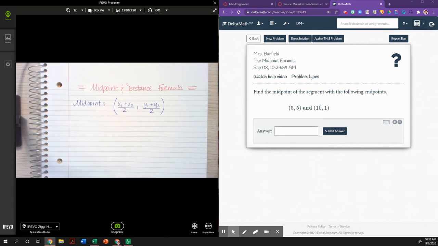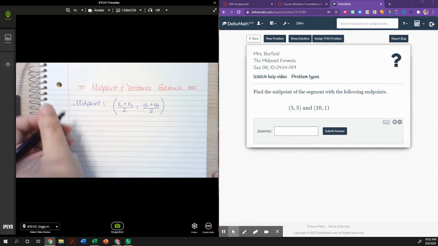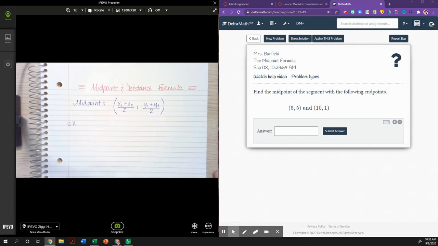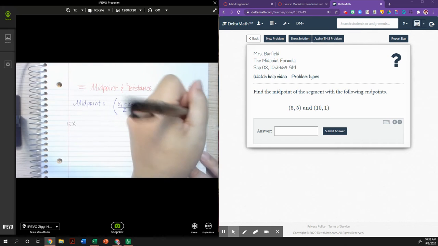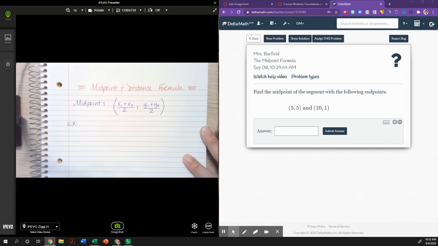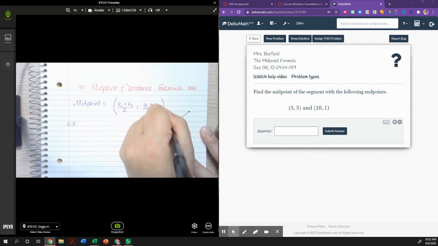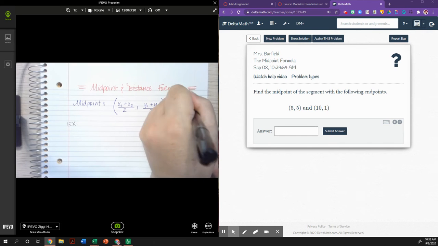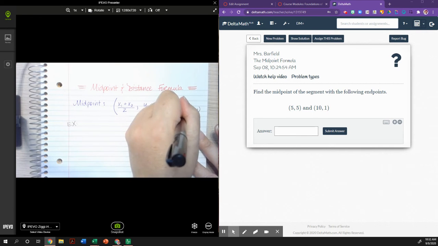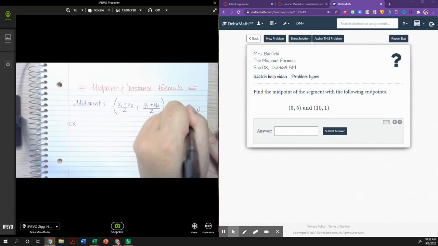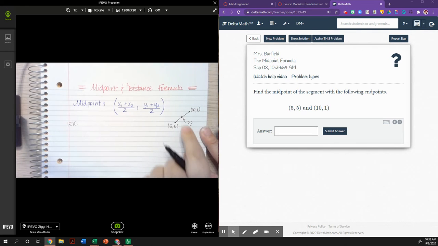So here's what we're going to be doing. We're going to take those 2 points. And you have to imagine that you have a line segment. I'm not even going to try to graph it, but just imagine you have a segment and one of the points is 5 comma 5 and the other point is 10 comma 1. We want to know what this point right here is. What is that point and what are the coordinates? What are the actual coordinates between these 2 points?